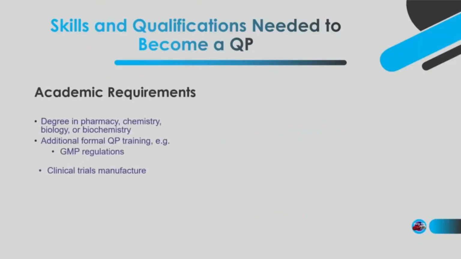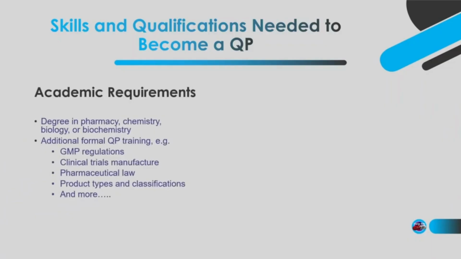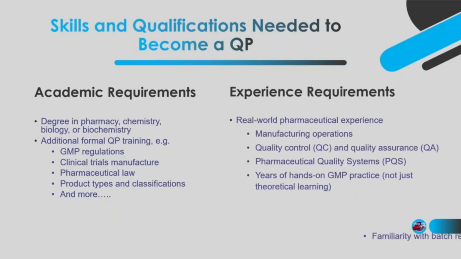Firstly, the academic requirements. Usually a degree in pharmacy, chemistry, biology, or biochemistry, or a related degree. You'll also need additional specific QP training depending on your experience, covering things like GMP, clinical trials, pharmaceutical law, and different types of production techniques. Then you'll also need to meet the experience requirements. You must prove you have extensive experience in pharmaceutical manufacturing, testing and quality systems, at least 2 years for most applicants, but in reality it's often far longer than that. You can't just do a course and call yourself a QP, you'll usually need years of real-world experience first.